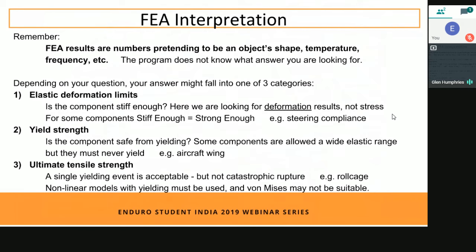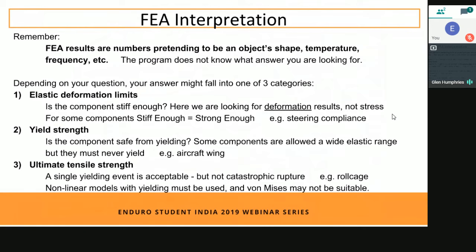Number 2, yield strength. This is our more traditional one. And this is for components where they might be allowed to have a wide range of elastic motion, but we don't ever want them to yield. Once they yield, they're useless. So a good example of that is an aircraft wing. Aircraft obviously need to be as light as possible, and often you'll find that aircraft flex a surprising amount compared to the engineering structures we see around us, compared to cars or bicycles or other sort of vehicles.